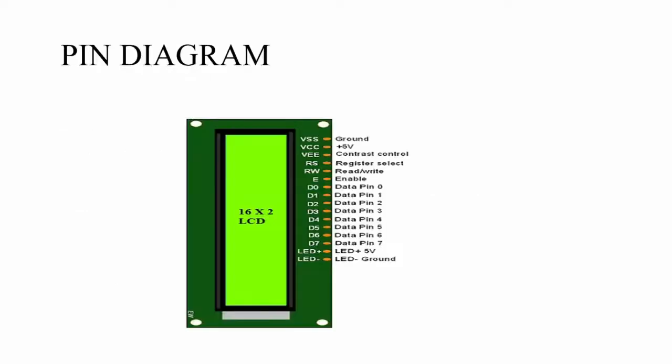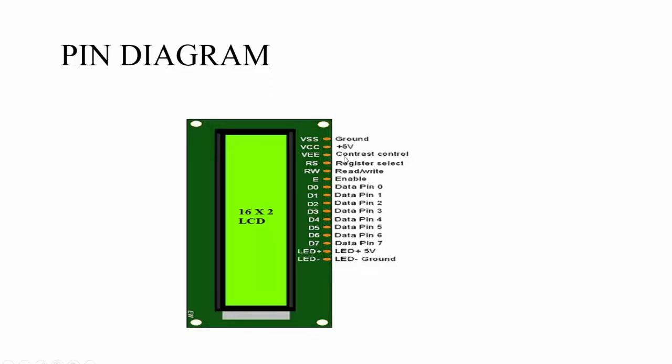So these are the pin diagrams of the LCD module. Here we are using the 16x2 LCD module. It has 16 pins, numbered 0 to 15. Pin 1 is VSS, that means ground. VCC, we all know, is the power supply pin. VEE is the contrast controller. We will discuss the next pin later. And also register select, read and write pin, and enable pin.